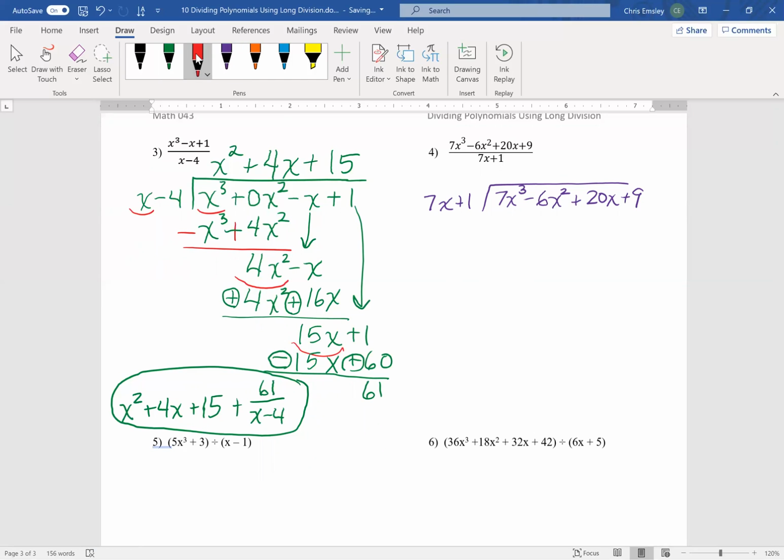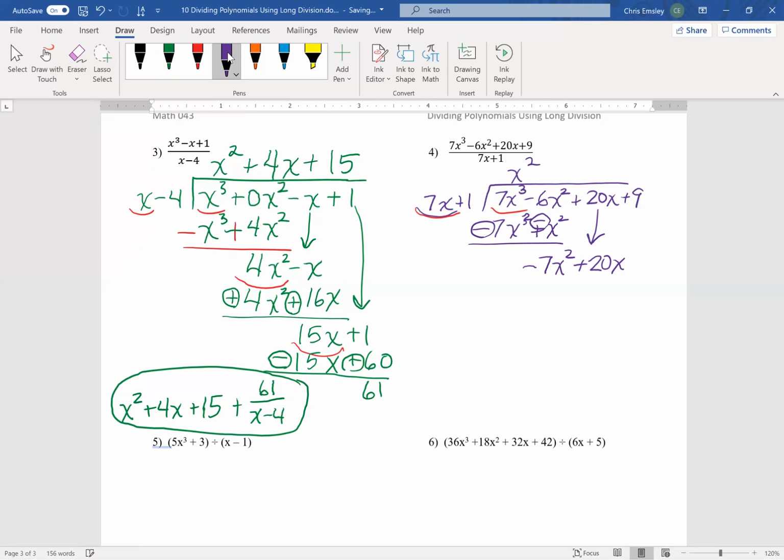So this one, what would I multiply 7x by to turn it into 7x cubed? Well, I just need to multiply it by an x squared because the 7's already there. Distribute it down. Draw your line, change your sign. The 7x cubes cancel each other out. We get minus 6x squared minus x squared, so that's a negative 7x squared. Drop down your next term.